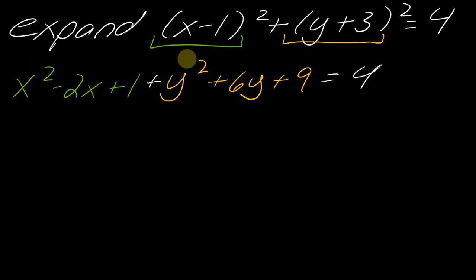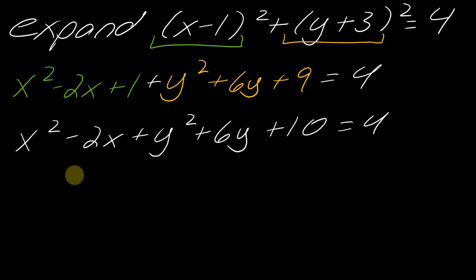If I expand this part here, I get x² − 2x + 1. If I expand this part here, I'm left with y² + 6y + 9, and then we still just have this whole thing equals 4. So let's keep going and add any like terms that we can, which on the left side, I can really just add the 1 and the 9, right? So if I add the 1 and the 9, now this becomes a 10, so I've got x² − 2x + y² + 6y + 10 = 4.